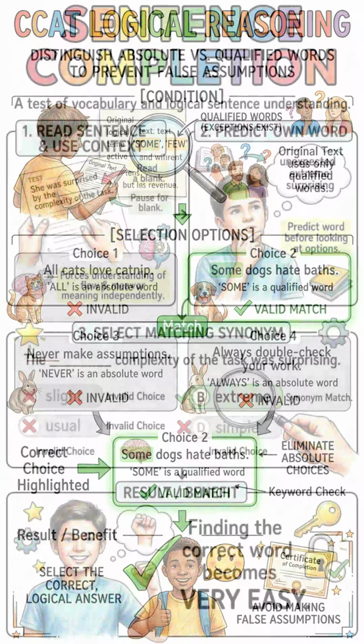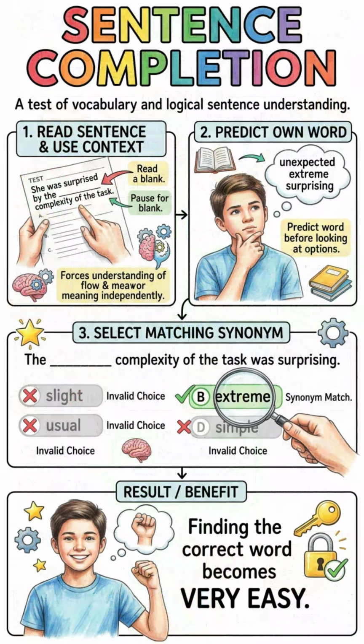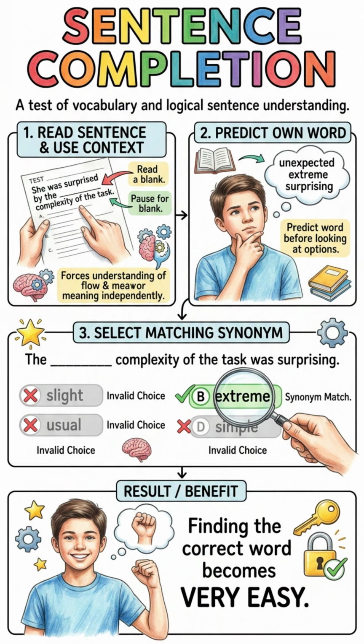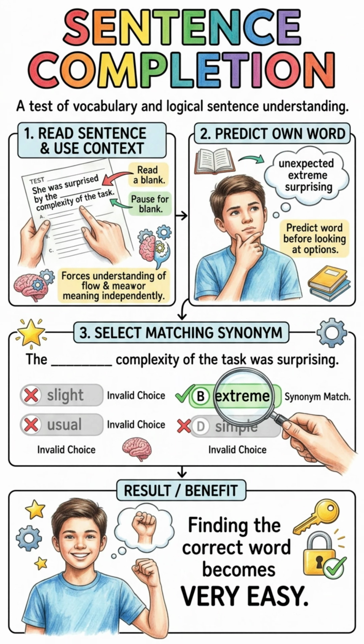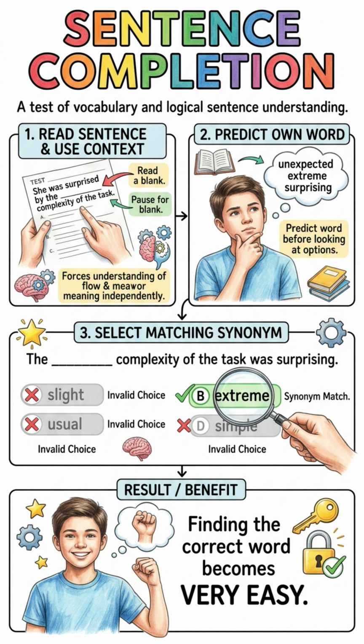Sentence completion questions are another common challenge, where you must fill in a blank space to make a sentence logically sound. These questions test both your vocabulary and your ability to use context clues from the surrounding text. The best approach is to read the entire sentence, leaving a pause for the blank space, and predict your own word before looking at the options. Doing this forces you to understand the flow and meaning of the sentence independently. Once you have a predicted word, finding a matching synonym in the choices becomes very easy.